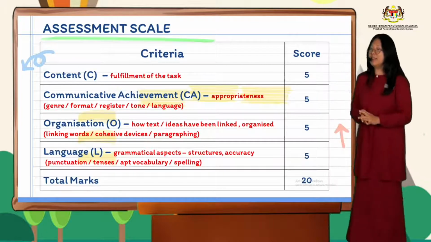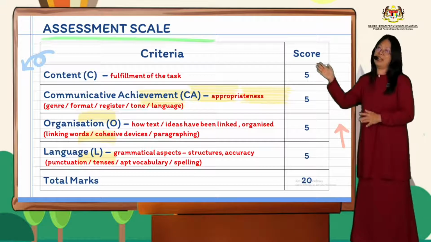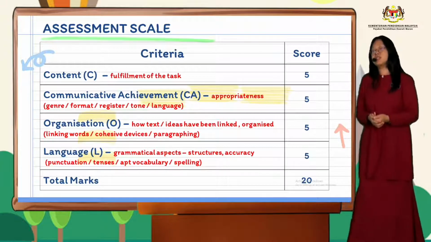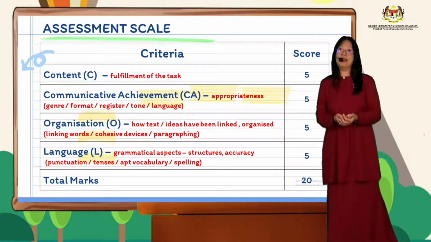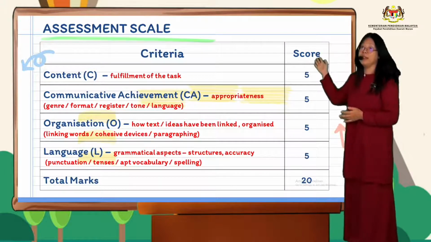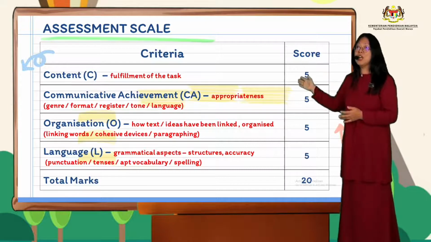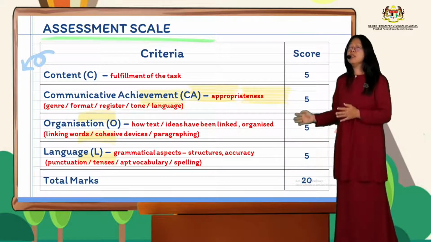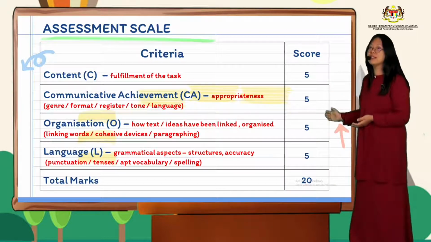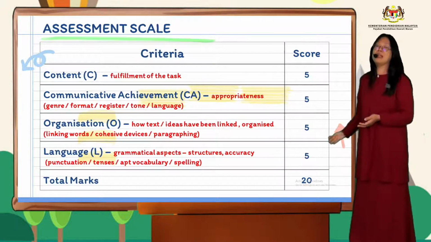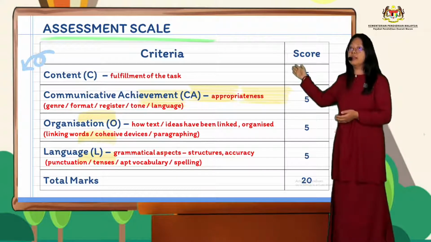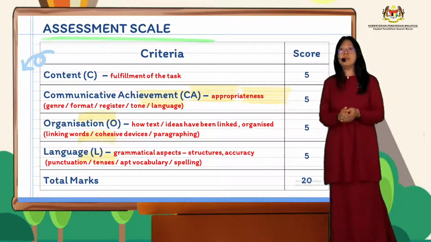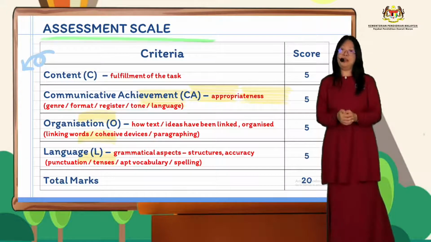So next, let's look at the assessment scale, how your essay is going to be marked. The examiner will be looking at content, C, communication achievement, CA, organization, O, and language, L, which all carry 5 marks, and the total is 20 marks. When we look at content, the examiner will be looking at the fulfillment of the task.